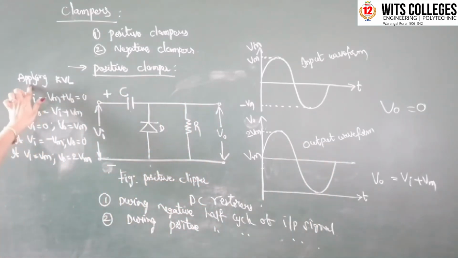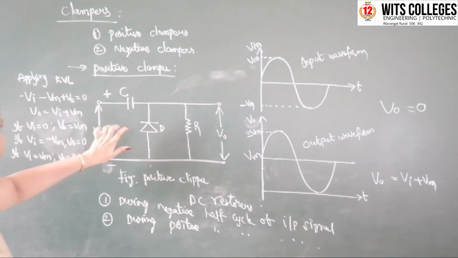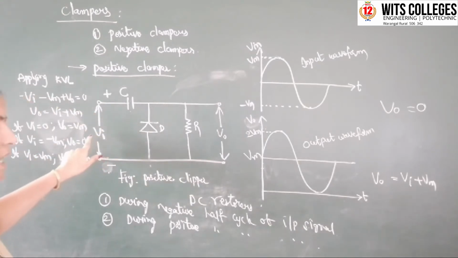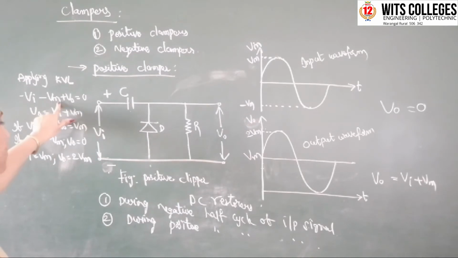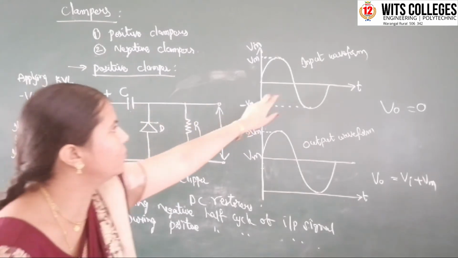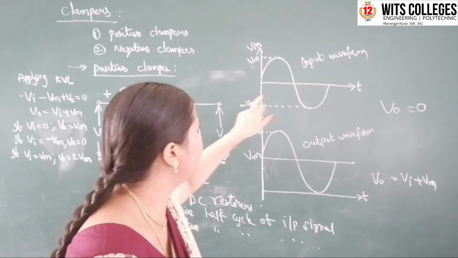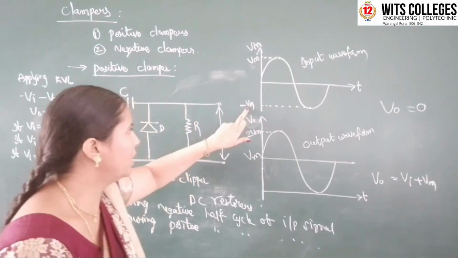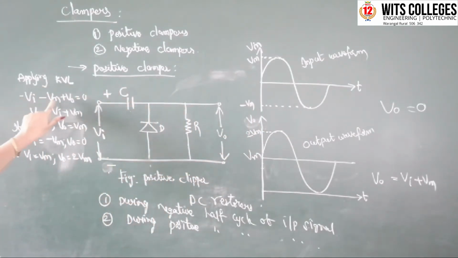Applying Kirchhoff's voltage law to this circuit, during the negative half cycle we have minus Vi and minus Vm, the maximum voltage being minus Vm. So minus Vi minus Vm plus V naught equals 0, and from this equation V naught equals Vi plus Vm. If you substitute Vi equal to 0 in this equation, V naught equals Vm.